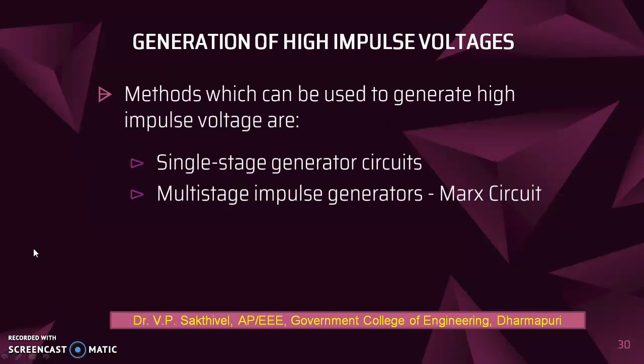Generation of high impulse voltages. The methods which can be used to generate high impulse voltages are single stage generator circuit and multi-stage impulse generator. Multi-stage impulse generator was proposed by Marx, hence it is called as a Marx circuit.